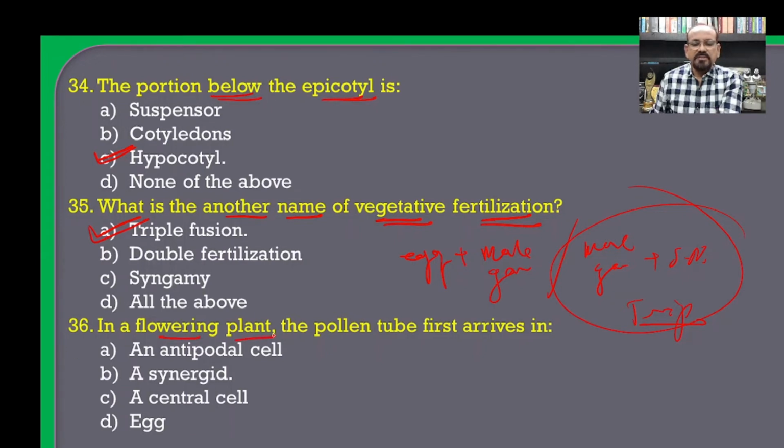In flowering plants, the pollen tube first arrives in, if we see the entry of the pollen tube into the female gametophyte, not in the ovule, because in the ovule we have seen porogamy, chalazogamy, and mesogamy, but inside the female gametophyte it enters through the synergid, and hence the synergid becomes the answer for this question.